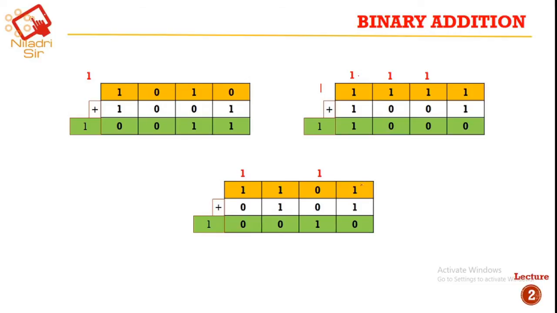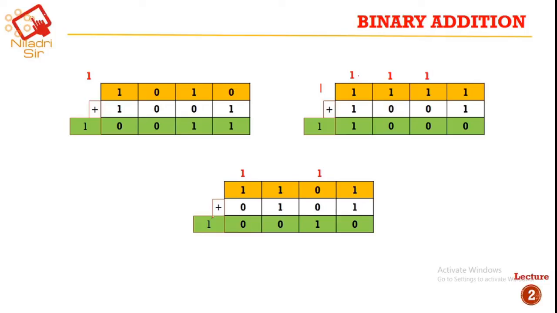Next, another example. This 1 plus 1 will be 0, in hand we have 1. And 1 plus 0 plus 0 will be 1. 1 plus 1 will be 0, in hand 1. This one, 1 plus 1 is 0, 1 will be here, after that 1 will be here.